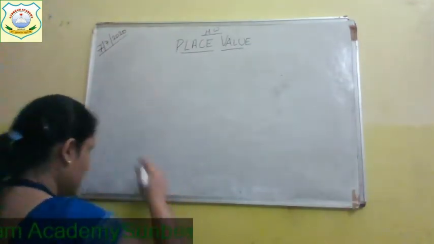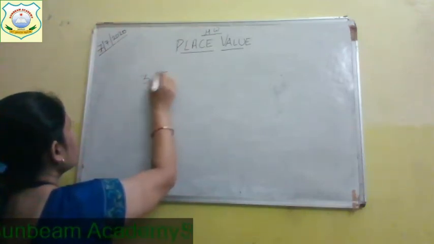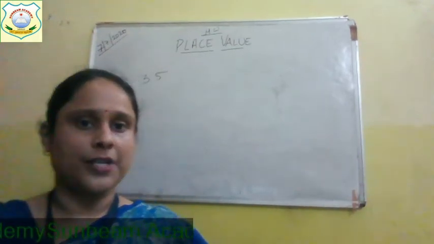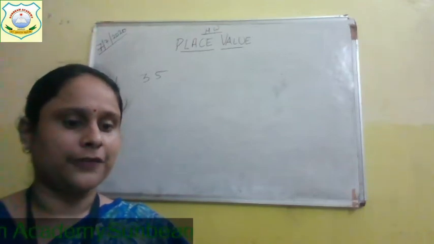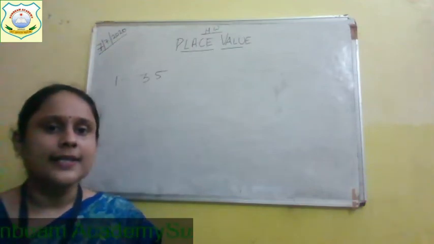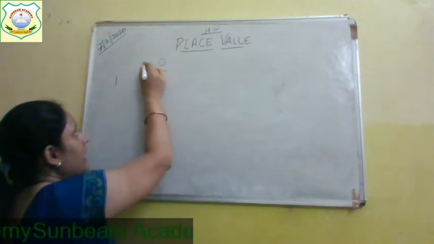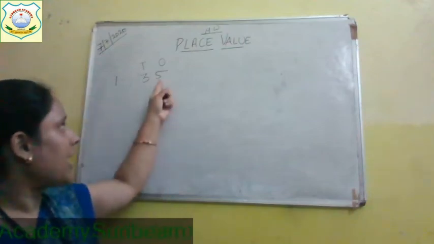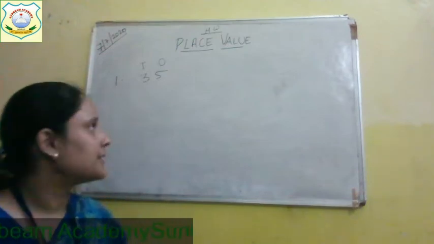Your first question in homework is 35. Note down 35. Now, in this question, what will you do first? You will write ones and then you will write tens. So you will write the places. 5 is in ones place and 3 is in tens place.